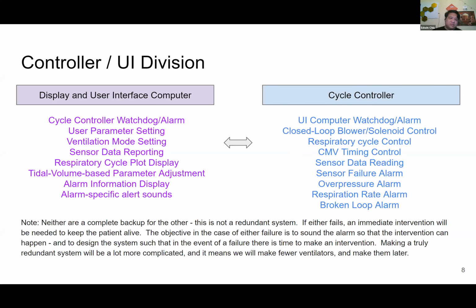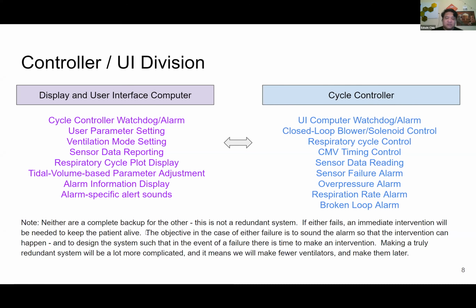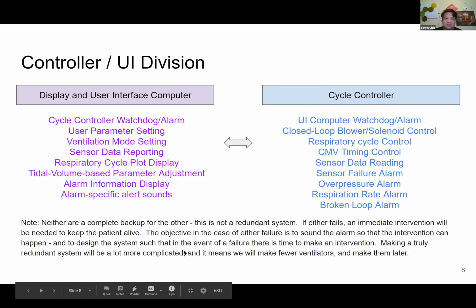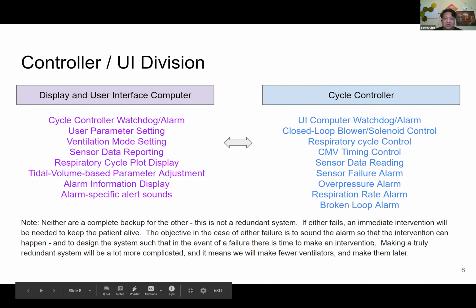One important thing to note here is that this design is not fully redundant. So if any of these items fail, an immediate intervention will be needed to keep the patient alive. What we are trying to do in this design is, A, design the system such that if any of these fail, an alarm is made so that attention can be given to the system, and B, design the system such that you don't immediately kill the patient. If something fails, you have some minutes to make an intervention where the patient can still be saved. And that's sort of the failure concept of operations here. It would be possible, yes.